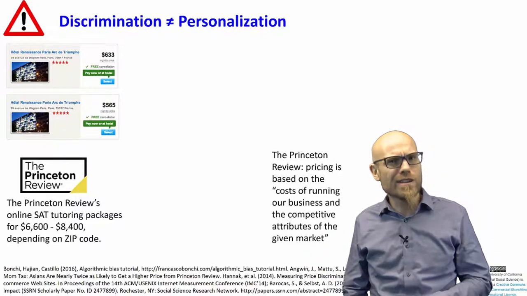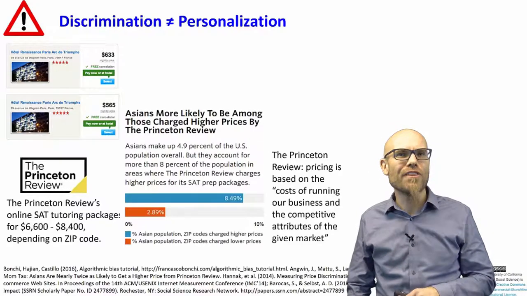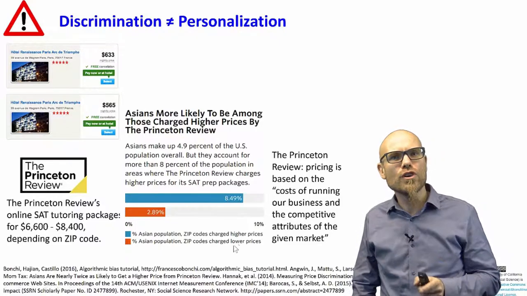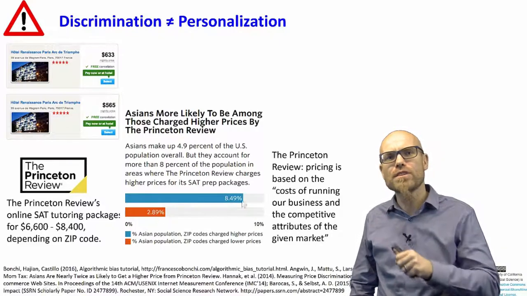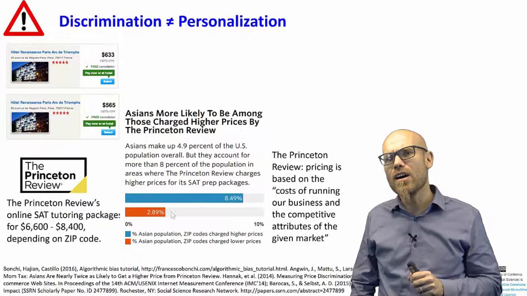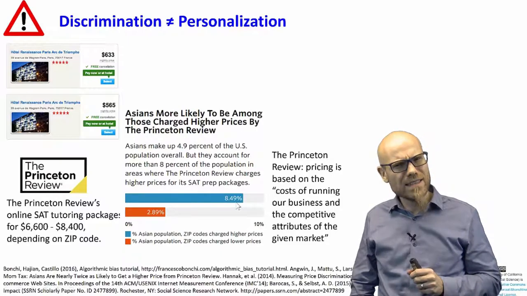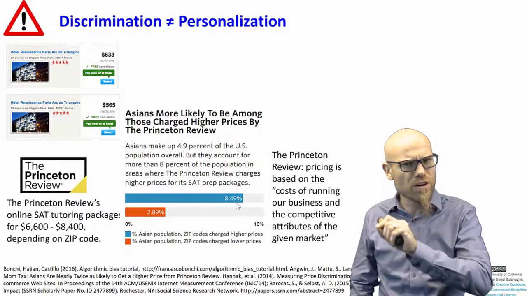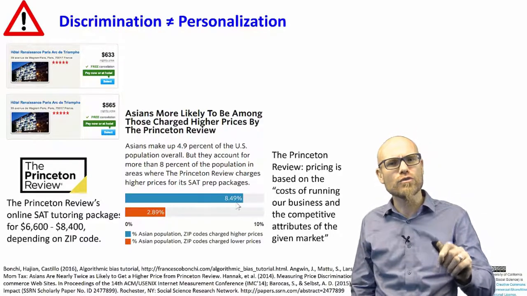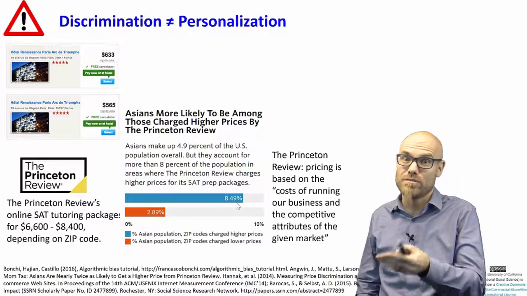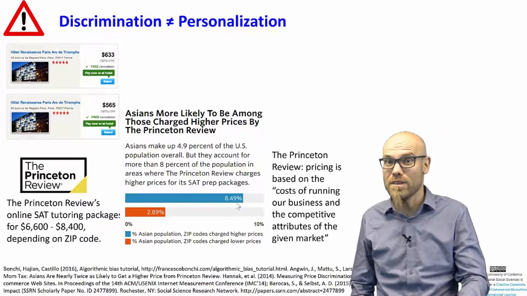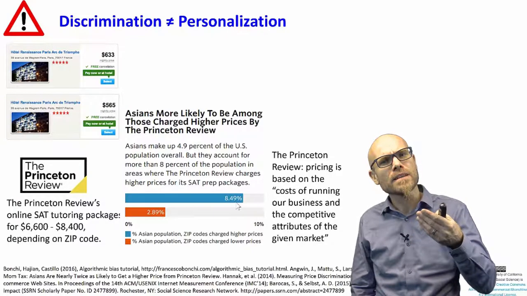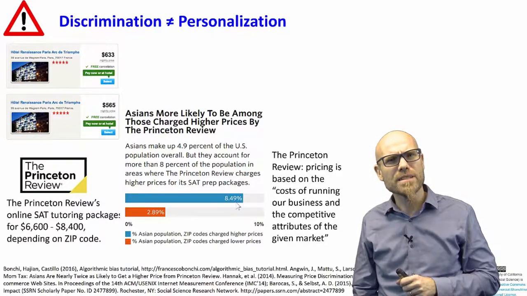But what people found is that Asians are more likely to be among those charged higher prices by the Princeton Review. Now, why might that be? The Princeton Review says we didn't single out Asians in order to charge them higher. Well, that would be ethnic discrimination, right? Racial discrimination. So why do you think that happened?